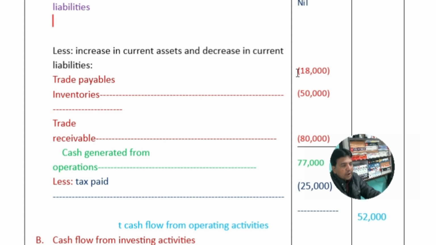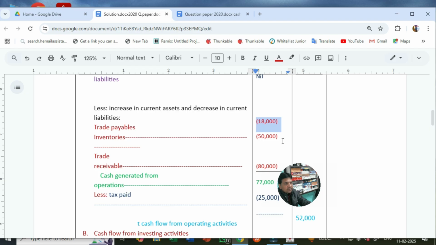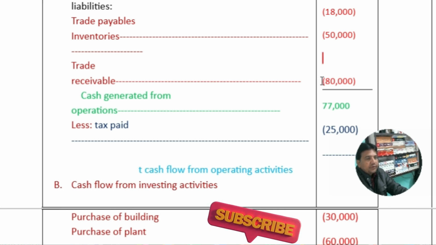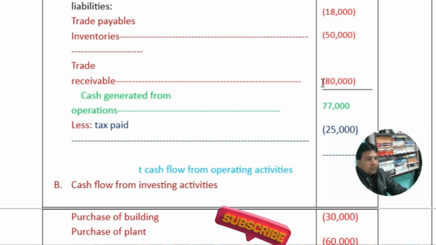It means this is the amount payable. So during the year 18,000 amount is paid, hence cash outflow. So when cash outflow, it is minus deduction. Similarly, inventories increase, so additional inventory purchase, cash outflow. Trade receivable increase means from the cash flow statement point of view, additional cash given to trade receivable customers. Trade receivable increased means from cash flow point of view, the additional amount of cash given to various customers.